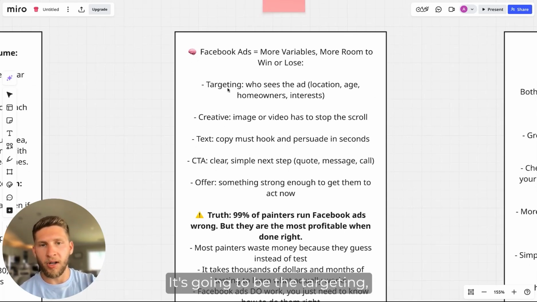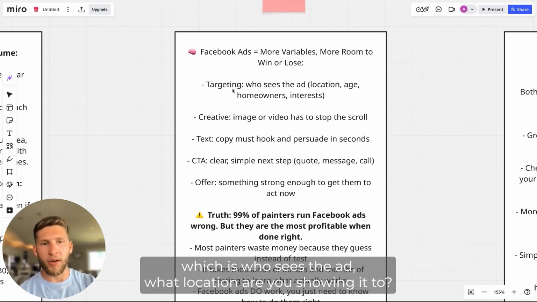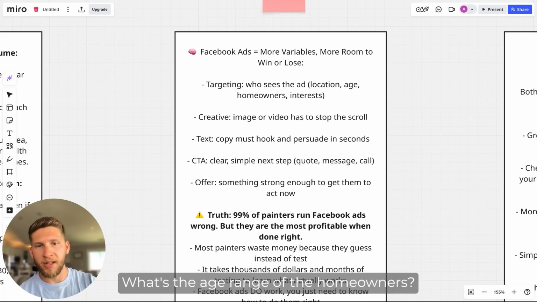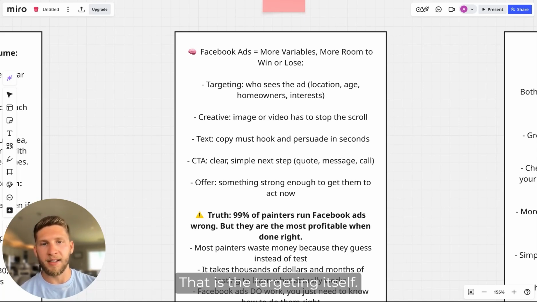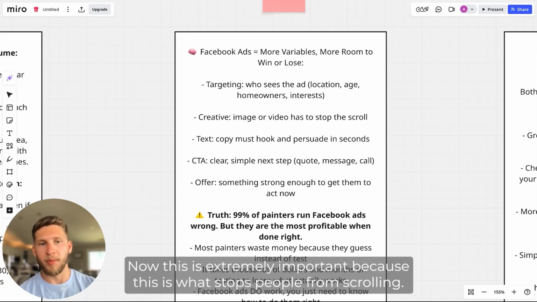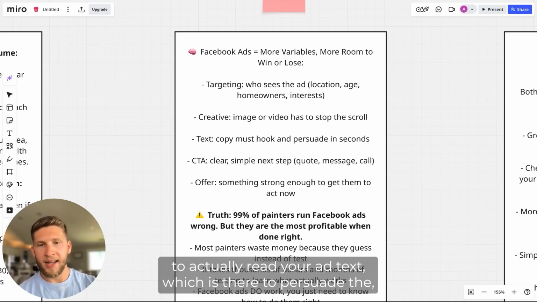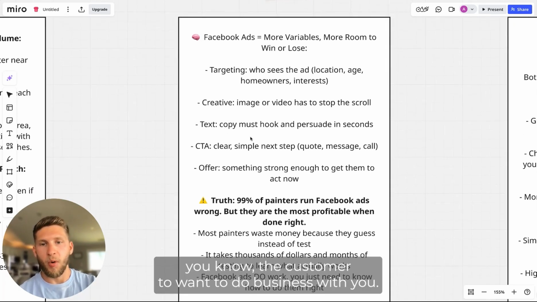It's going to be the targeting, which is who sees the ad, what location are you showing it to, what's the age range of the homeowners, what's their interest, or is there income that you want to target. That is the targeting itself. Who are we showing the ad to? Then the creative is the image or the video. Now, this is extremely important because this is what stops people from scrolling. This is how you get them to actually read your ad. Text, which is there to persuade the customer to want to do business with you.